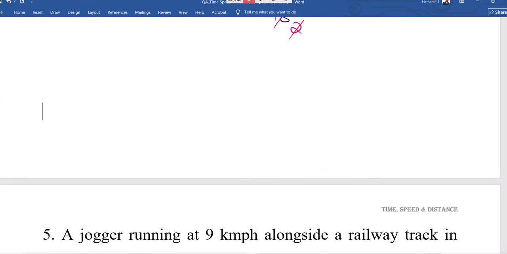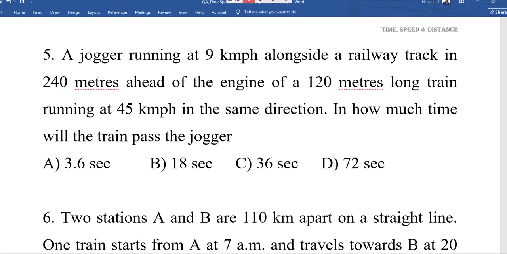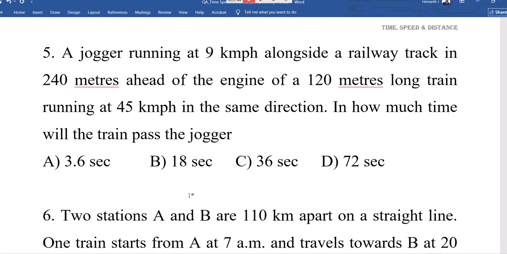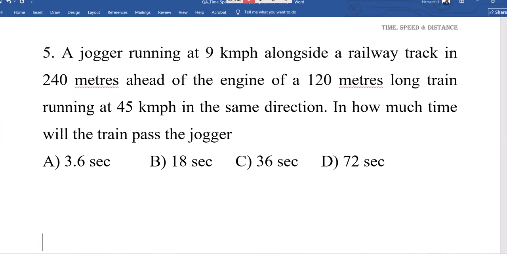Next is a question here. A jogger running at 9 km per hour alongside a railway track is 240 meters ahead of the engine. Now this is what, see, so far we discussed train crossing a pole, meaning the train is exactly in front of the pole.